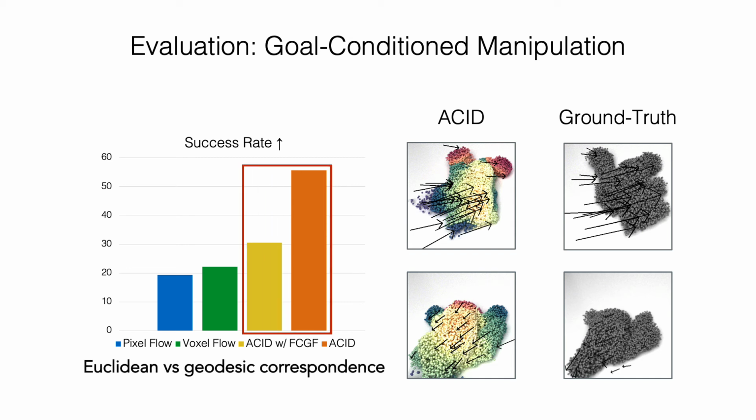We also conduct a self-evaluation, where we replace the geodesic-based contrastive loss with the Euclidean-based one. With geodesic-based contrastive learning, ACID can establish more accurate correspondence between the predicted and target objects, which boosts the performance of goal-conditioned manipulation.